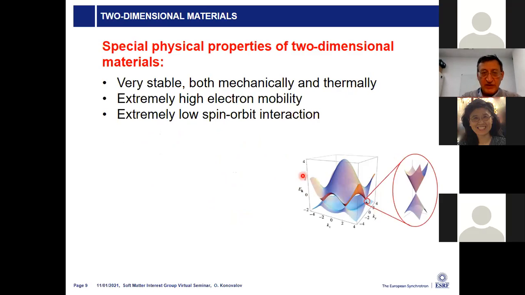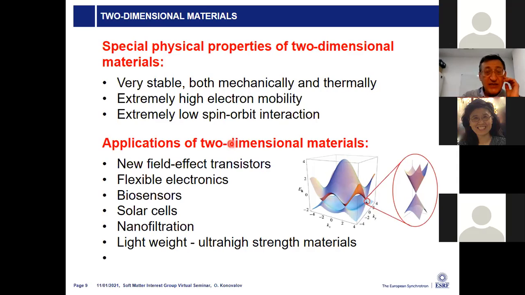And what is the interest in these systems? This is a property of these two-dimensional materials. At first, these layers are very stable. They are strong mechanically and thermally. They have a very high electron mobility in these sheets, so basically massless transport and extremely low spin orbital interaction. And due to that, there are several possible applications for this, like new field effect transistors, flexible electronics, biosensors, solar cells, nanofiltration, like porous, and also lightweight, ultra high strength material.